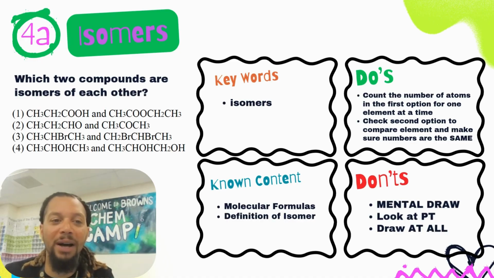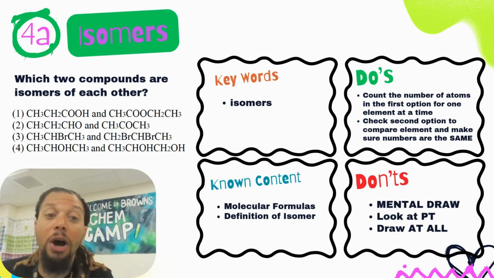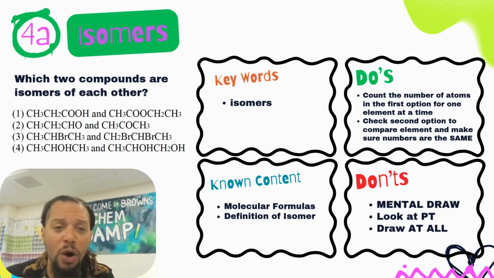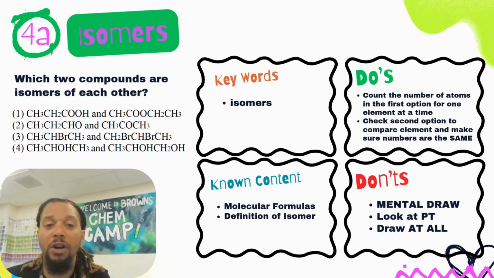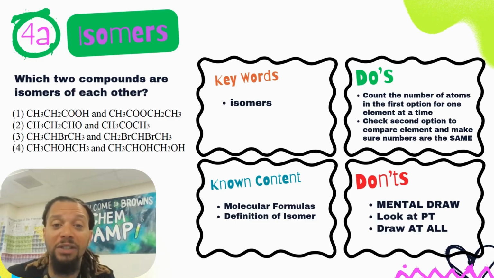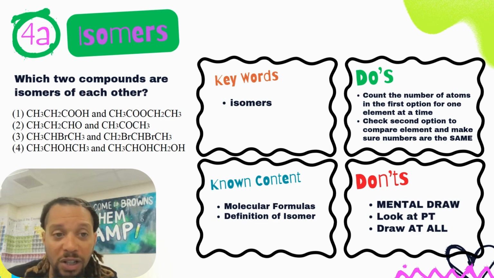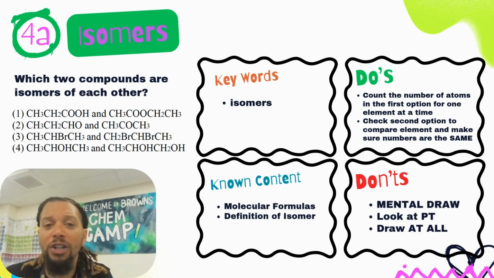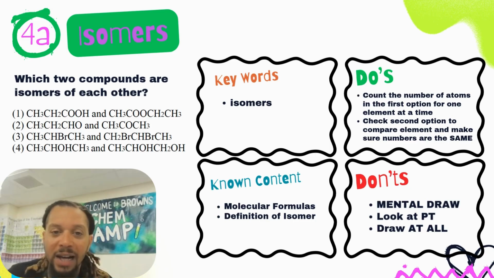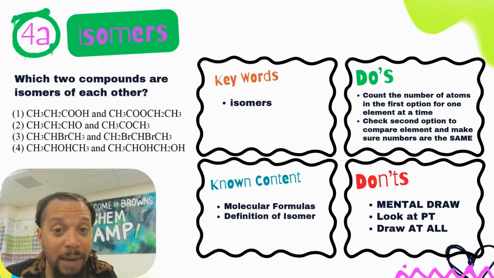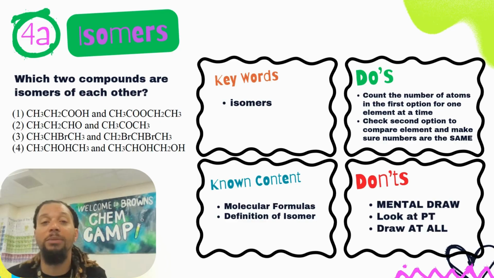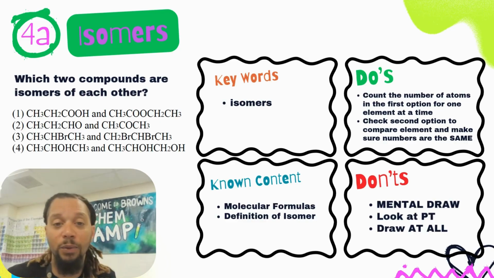Which 2 compounds are isomers of each other? So keywords here, isomers. What we're going to have to know: molecular formulas and the definition of isomers, and condensed formulas as well, because these are all condensed formulas. What we're going to do, we're going to count the number of atoms in the first option, one element at a time. Then we're going to check the second option to compare the element and make sure the numbers are the same. If they're the same, we got our answer.